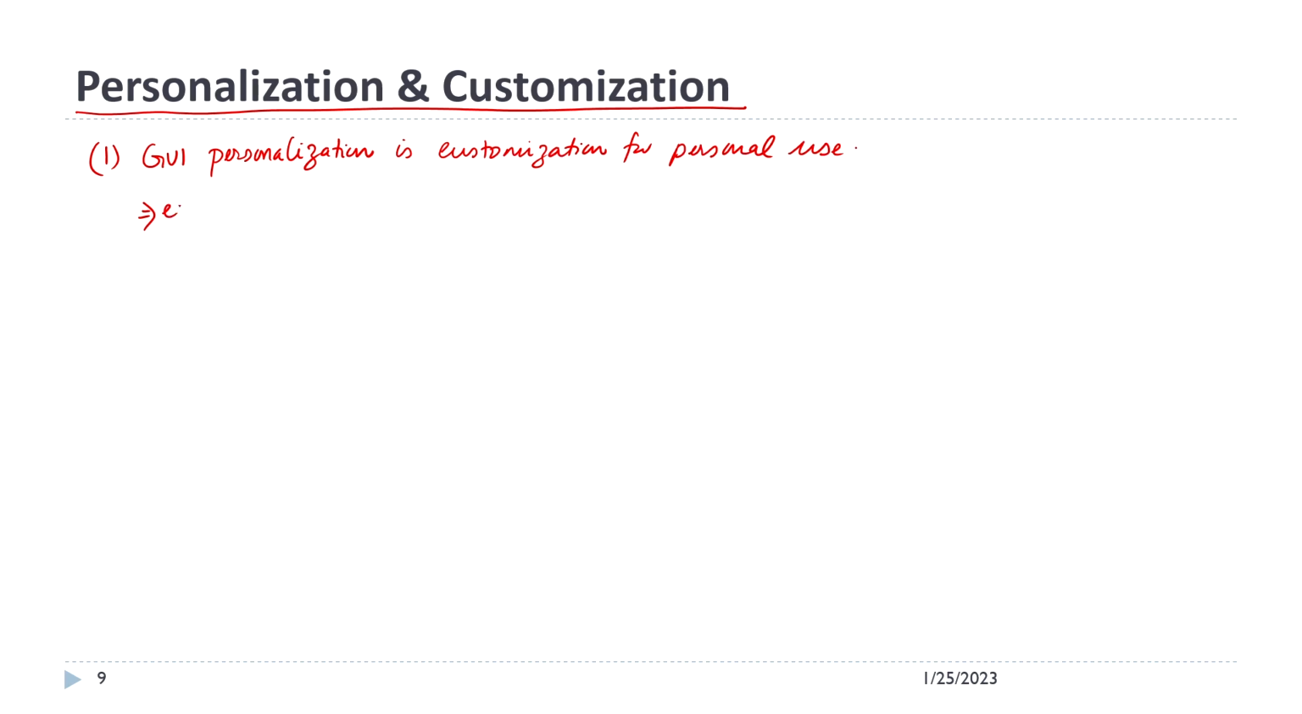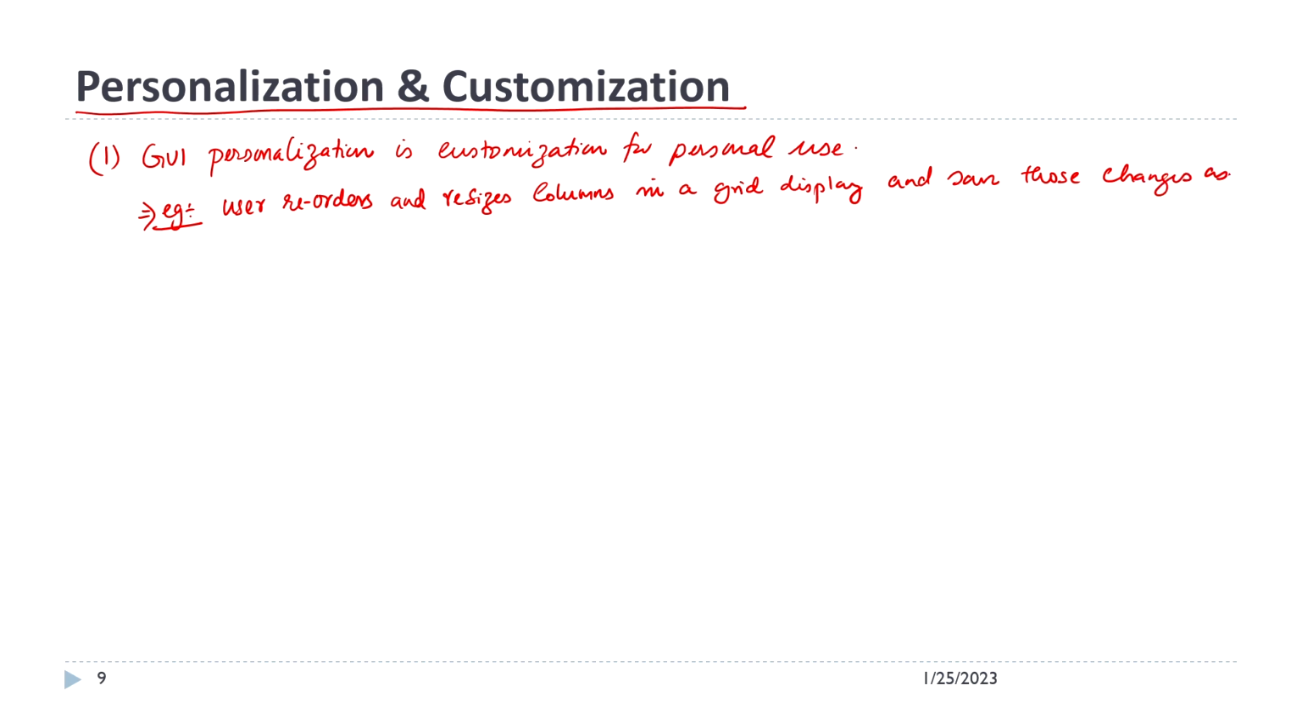So, a few examples of this. Okay. What does it entail? The user reorders, changes the order and resizes columns in a grid display and saves those changes as personal preferences. Okay.